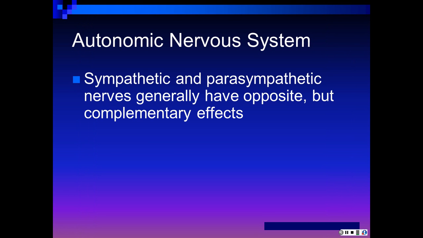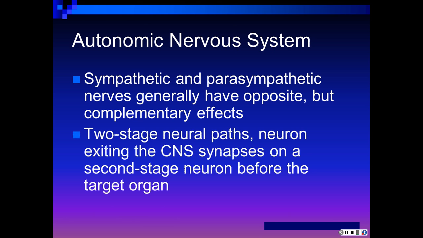A little bit more background on the autonomic nervous system. Sympathetic and parasympathetic nerves have, as I mentioned, opposite effects, but both are necessary. They're very simple in their setup. They're two-stage neural paths. So they exit the spinal column, they have a synapse, and then their next synapse is on the end organ, whether that be the heart, whether that be the eye, controlling pupil dilation, or whatever organ it is. It's a very simple two-stage neural path.